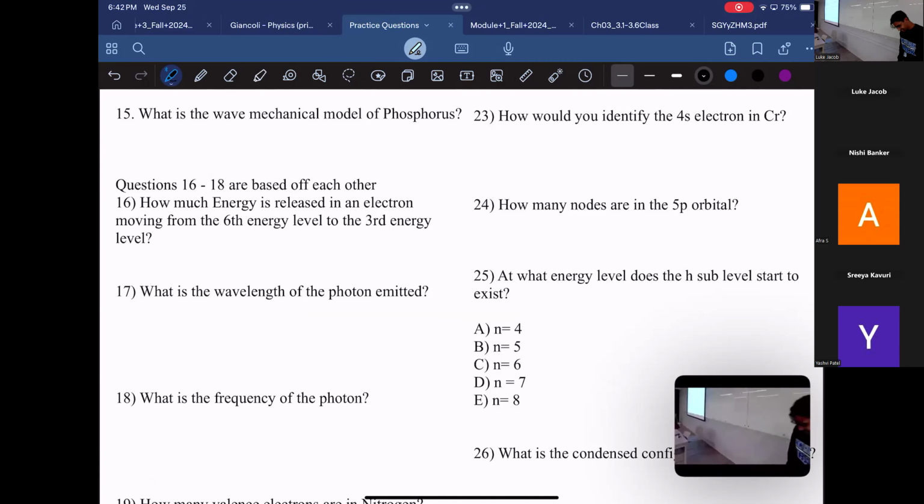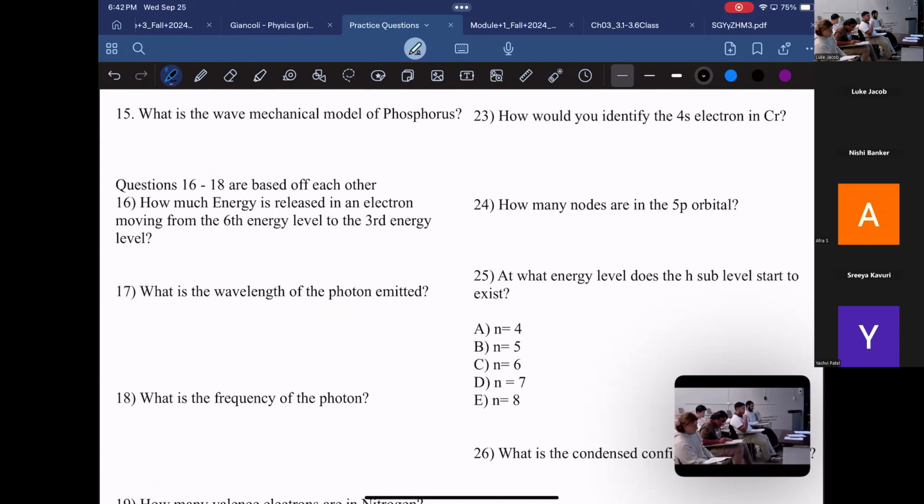So, okay. What is the wave mechanical model for phosphorus? Phosphorus is right under nitrogen. 1s2, 2s2, 2p6, 3s2, 3p3. All right. Everyone know that?